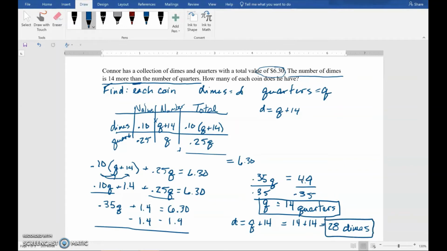Let's double check that. So we would do 14 times 0.25, right? Plus 28 times 0.1. Let's go to our handy dandy calculator and see what that gives us. Well, my calculator says 6.3, but since we're talking about money, let's go ahead and make that $6.30. So that was a good check.